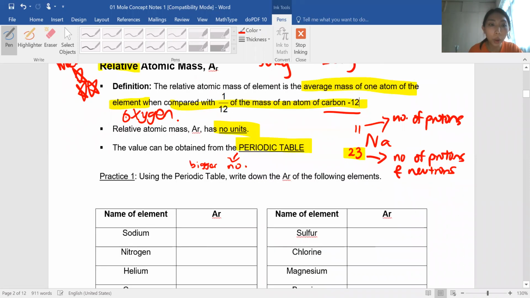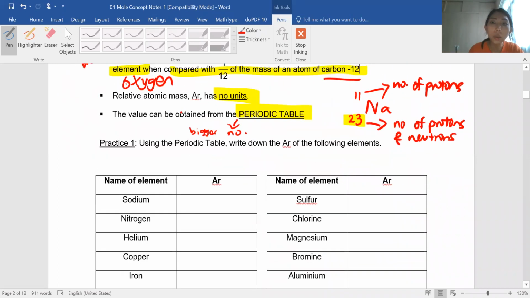All right, let's do a quick practice. Using sodium as an example that I've mentioned, is it 11 or is it 23? That gives us the Ar. Ar is the relative atomic mass. As mentioned, the answer is the bigger number. So in this case, it's 23.